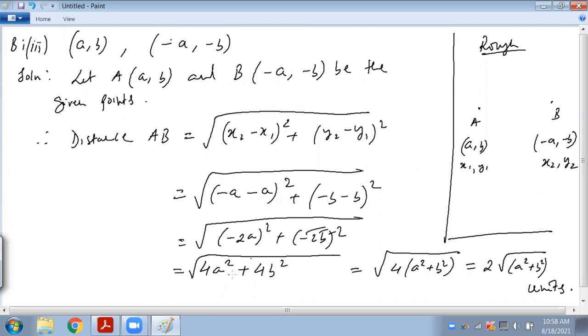So from 4a square and 4b square, we are taking 4 common, and after taking common, what is left inside? You write inside the bracket. So a square plus b square is left. And after taking common, we can bring it out of the root if we can. We know the root of 4 is 2, so 2 will come outside the root, and inside the root it will be a square plus b square. Okay, once you're done, you can raise your hand.